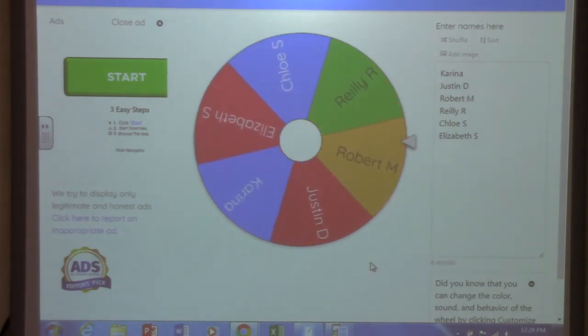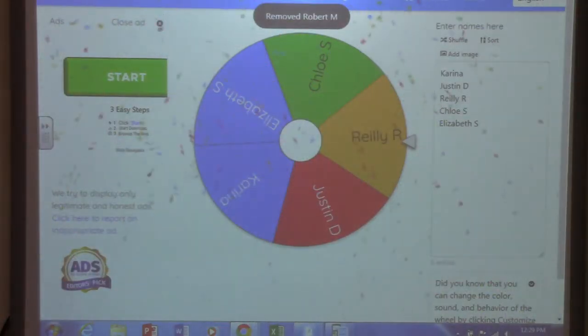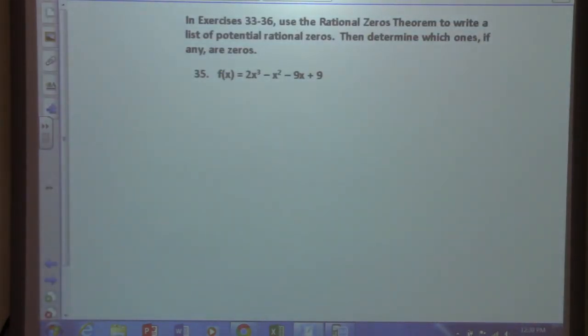Robert. All right, Robert. What do we got for this, Robert? Plus or minus 1, 3. Did you want us to put 3 two times? Well, we'll talk about that in a minute. I think you only need to do it once, but I think I know what you're saying. 9 over. What else? That should be it. Yeah. No, you should get more than that.